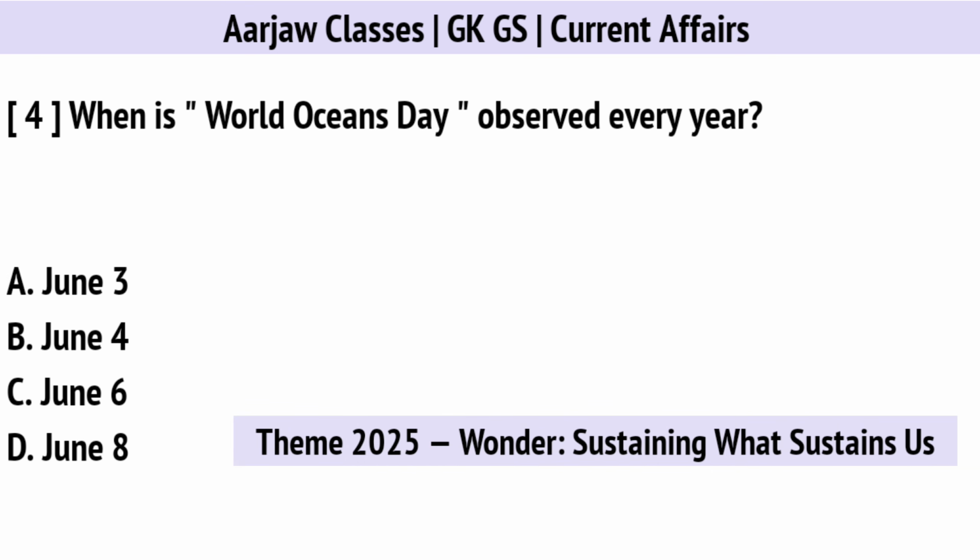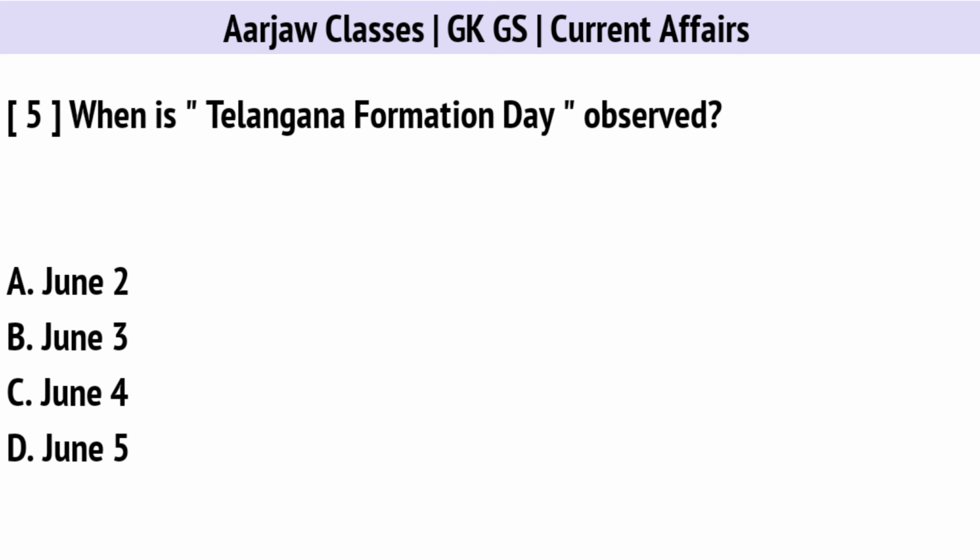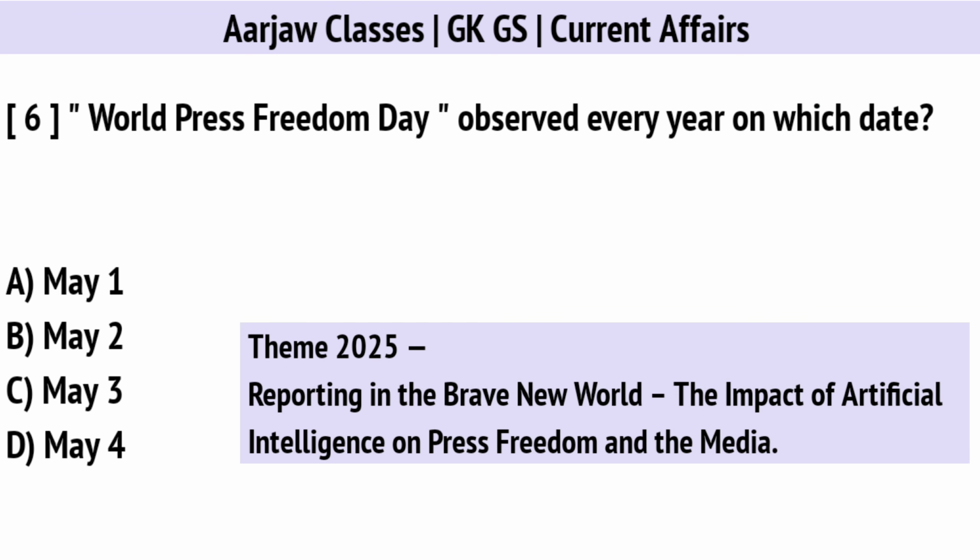On which date World Oceans Day observed every year? Right option is D. On 8th June. When is Telangana Formation Day observed? Correct option is A. On 2nd June. World Press Freedom Day observed every year on which date? Correct option is C. On 3rd May.